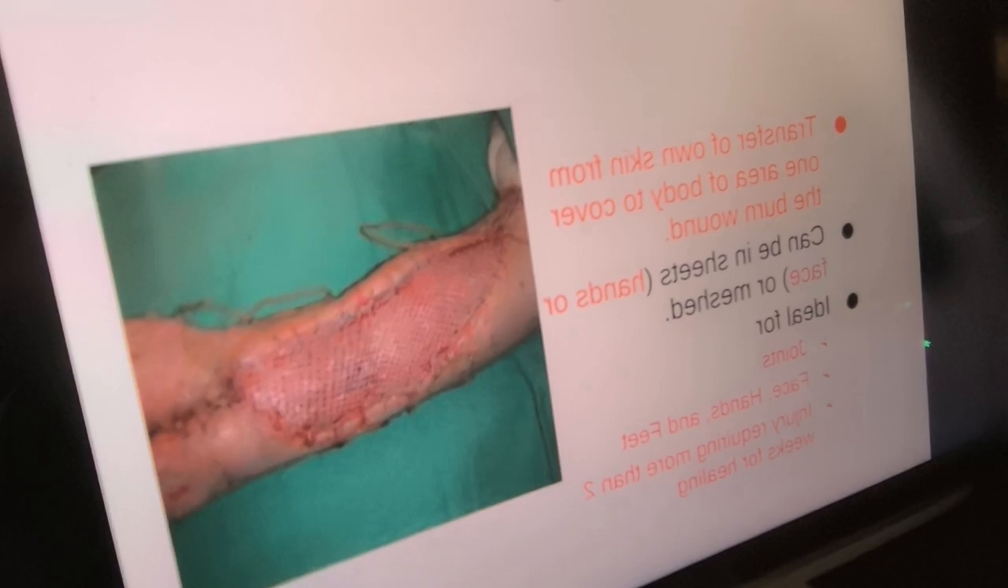For hand burns, you want to elevate that hand to minimize edema. You want to do early range of motion exercises. You may need sheet grafting for better function. Let me show you another picture of the grafting. This is another autograft. Do you see that?